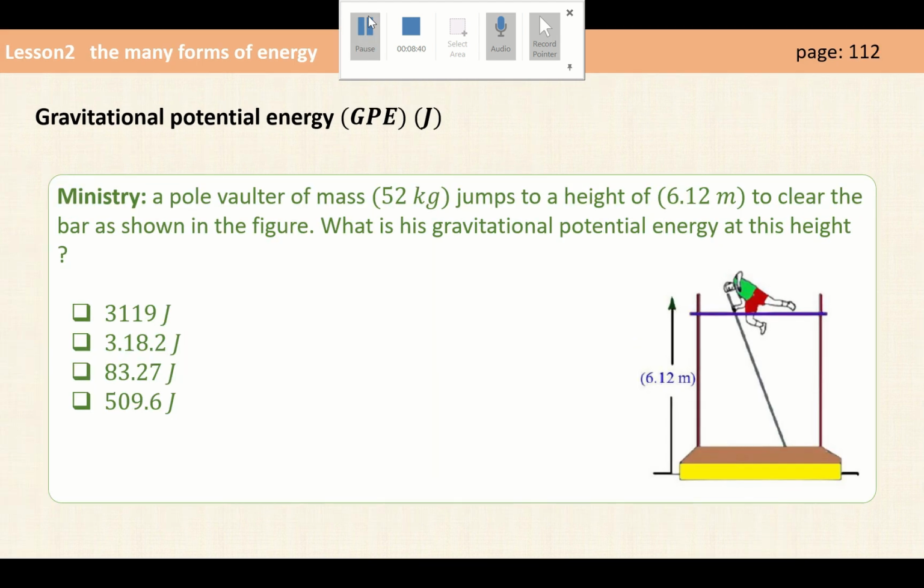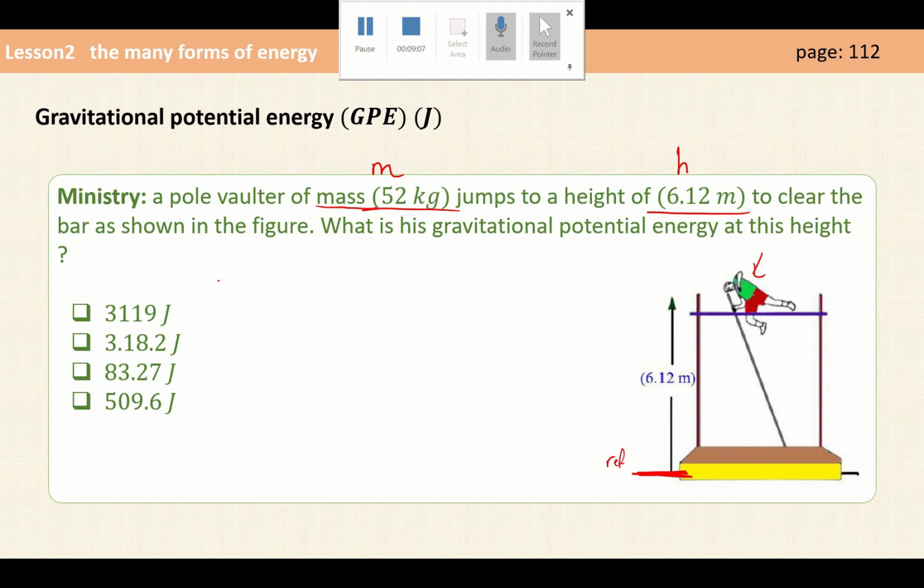Let's see this question. A pole vaulter of a mass 52 kilograms. So given here is the mass of this pole vaulter. We're going to symbolize it with M. Jumps to a height of 6.12 meters. So that's the height, h. And you can see that the height is measured from the ground. So the ground here is the reference level.